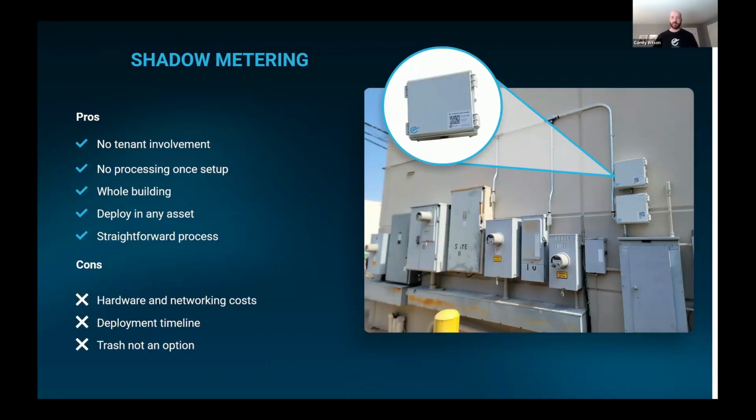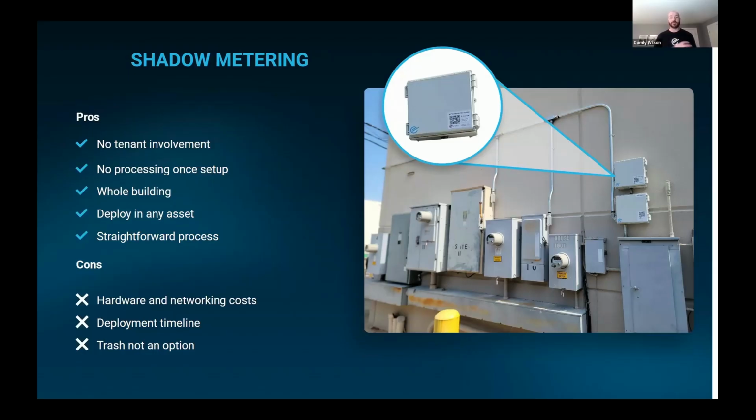Shadow metering, final and fourth approach. So the idea here is that sensors are installed either on the electrical infrastructure, the plumbing infrastructure, or the gas infrastructure to capture tenant-controlled utility consumption. One of the side benefits here is that it's in real time. So it's not whenever meters are read. It's not once a month for utility bills. It's not a huge data dump once a year from the utility. It's real-time data. One of the other pros is that no tenant involvement is necessary here.